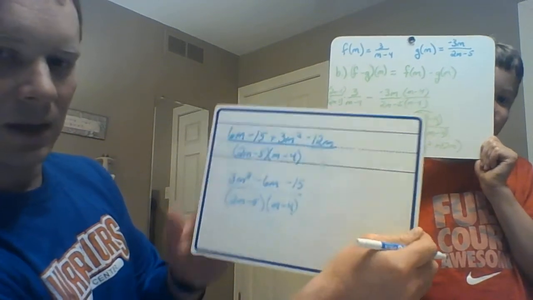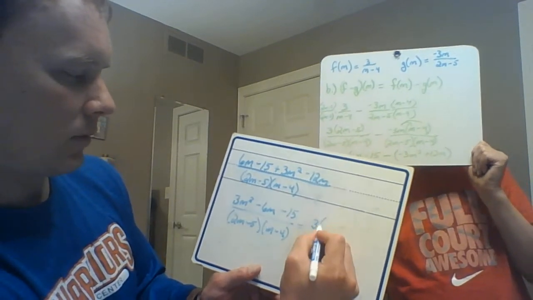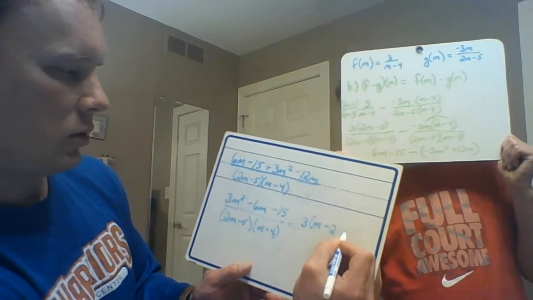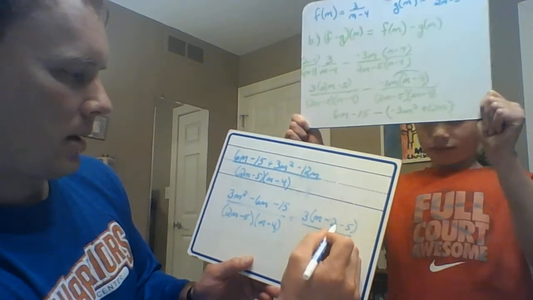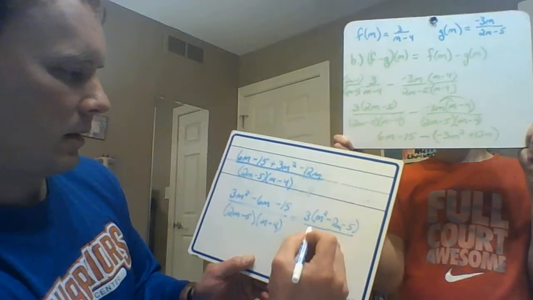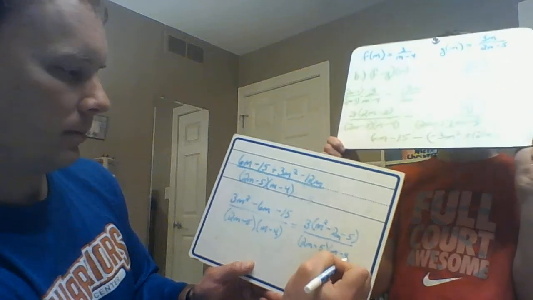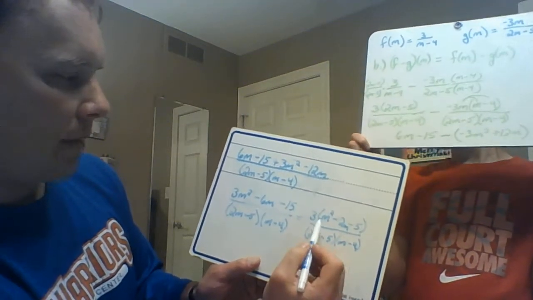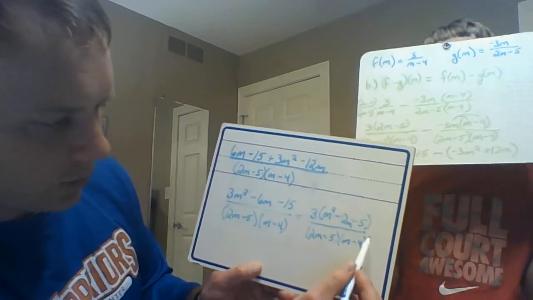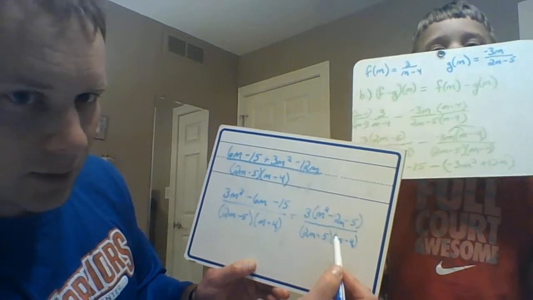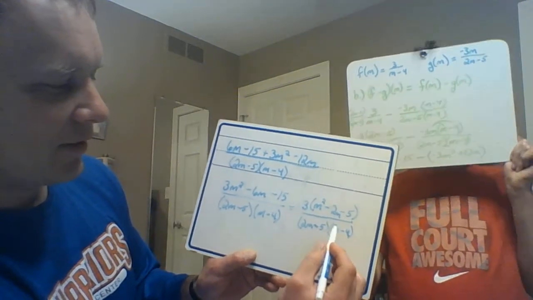Now the last thing I'm going to check is if my trinomial here can be factored. Well, I know I can factor a greatest common factor of a 3 out, m squared minus 2m minus 5, over 2m minus 5 times m minus 4. Okay, I just want to check and make sure I did that right. Okay, now I'm going to think, can this trinomial be factored that would cancel out with any of these here? Can any of these factor out and cancel?